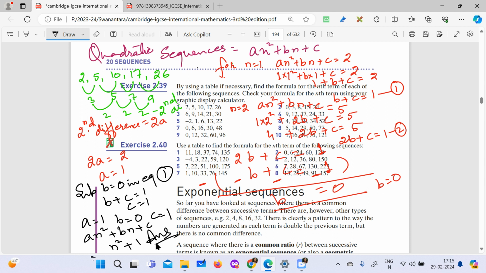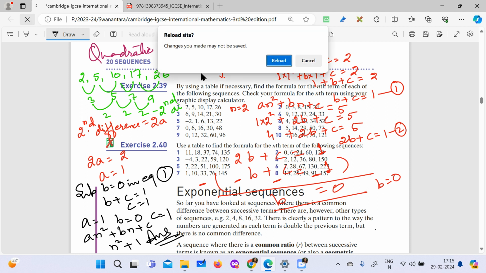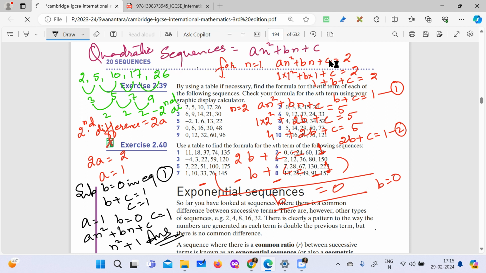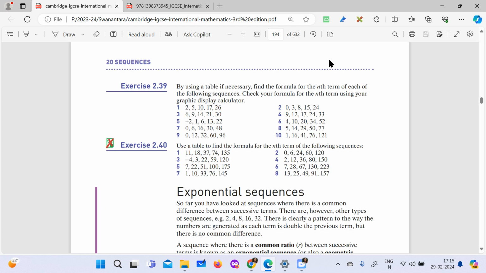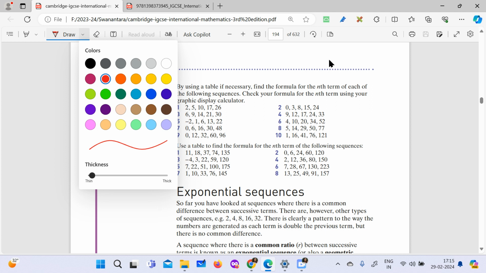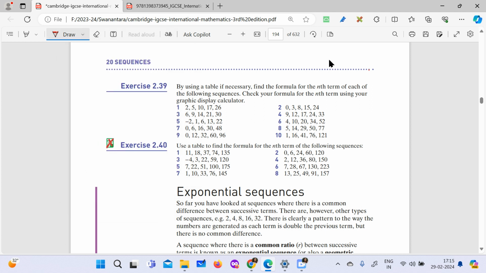Is this clear to you? Yes, miss. Shall we do one more? Okay. So, okay, let's do one more on quadratic sequences. Let me take, let's go with the fourth.